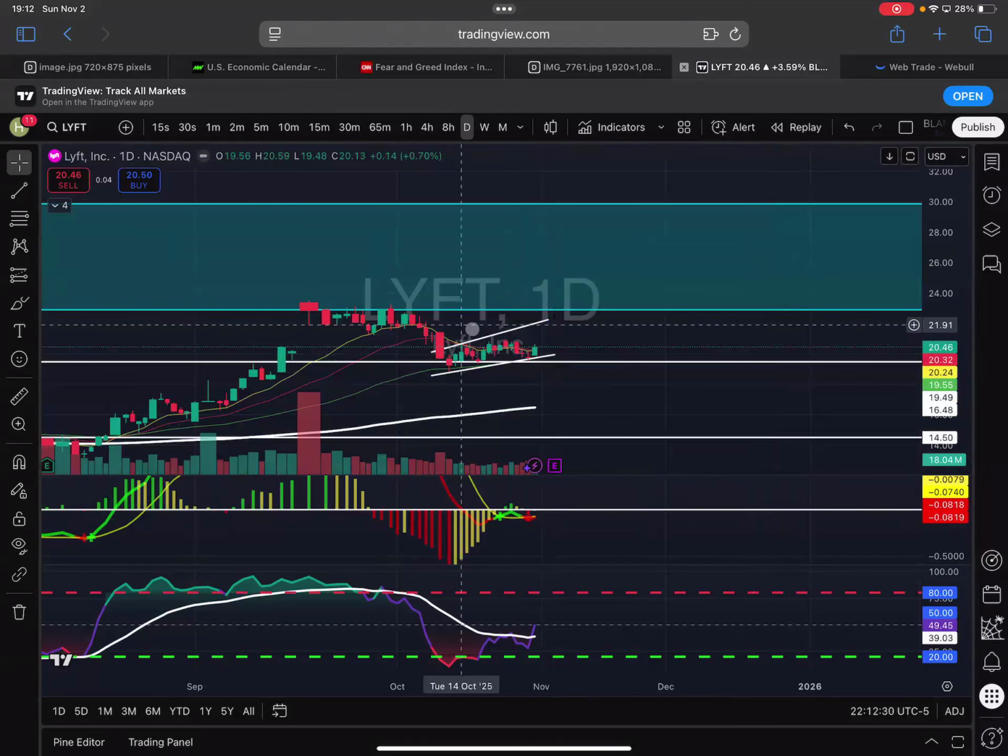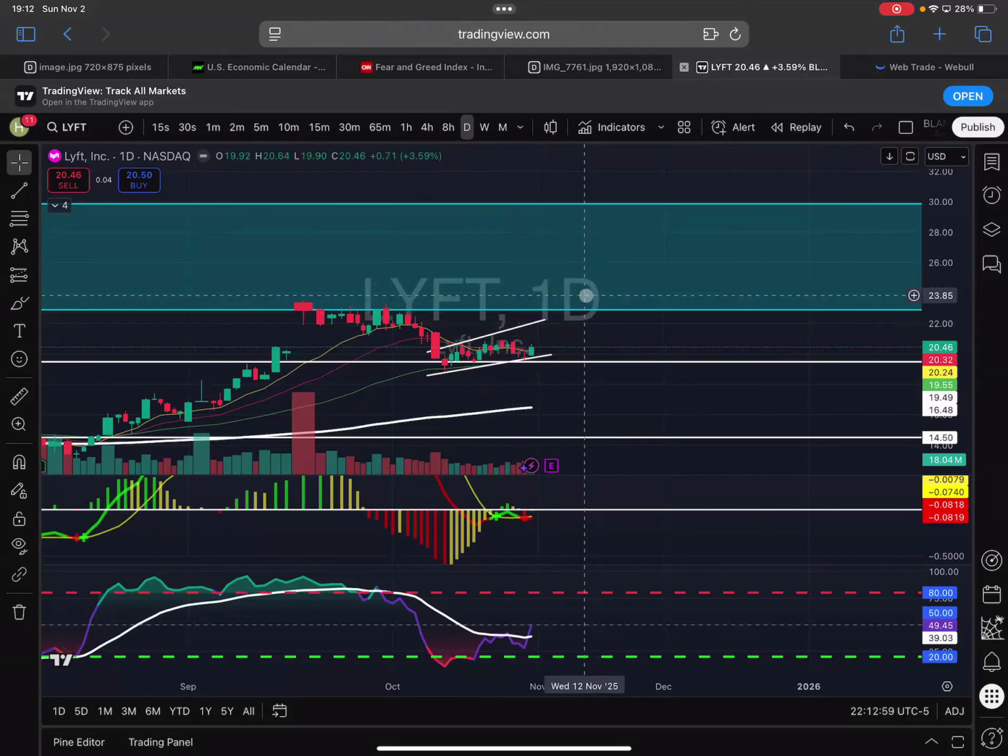But what I'm looking for is at least to come above this level right here because it's been ranging, right? Upward trend, but also kind of ranging, right? Between the high 20s and the high 18s, buying in there. And once we break this $21 range, it'll probably start making its way back up into the gap for Lyft.